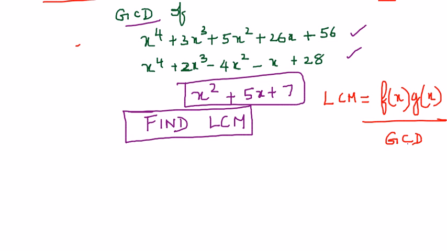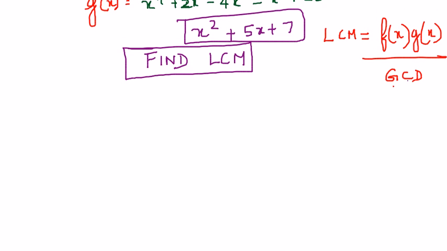If I take this equation as f of x and this equation as g of x, and multiply these two equations and divide by the GCD, I will get the LCM. Seeing it in the marks, it looks scary, but it's actually quite simple. Do it slowly.